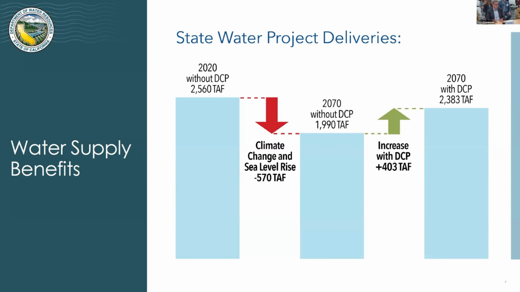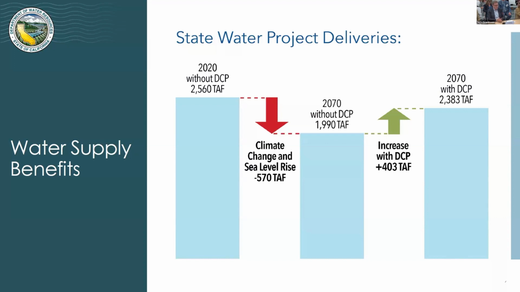So then the middle column is showing by 2070, with the existing infrastructure, what's the impact of climate change and sea level rise on State Water Project deliveries? And the CalSim modeling that we're using, developed by DWR, is included in the environmental impact report. What that shows is by 2070, without the DCP, State Water Project deliveries would drop by about 570,000 acre feet, almost a quarter. And you all work in the water business, that is a big change. That's a lot of water to lose off the system.